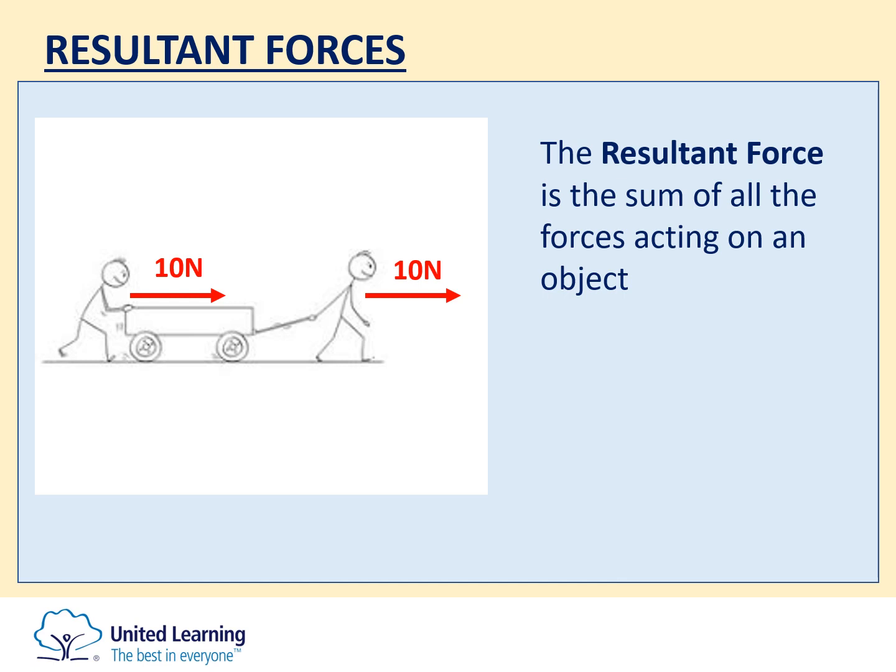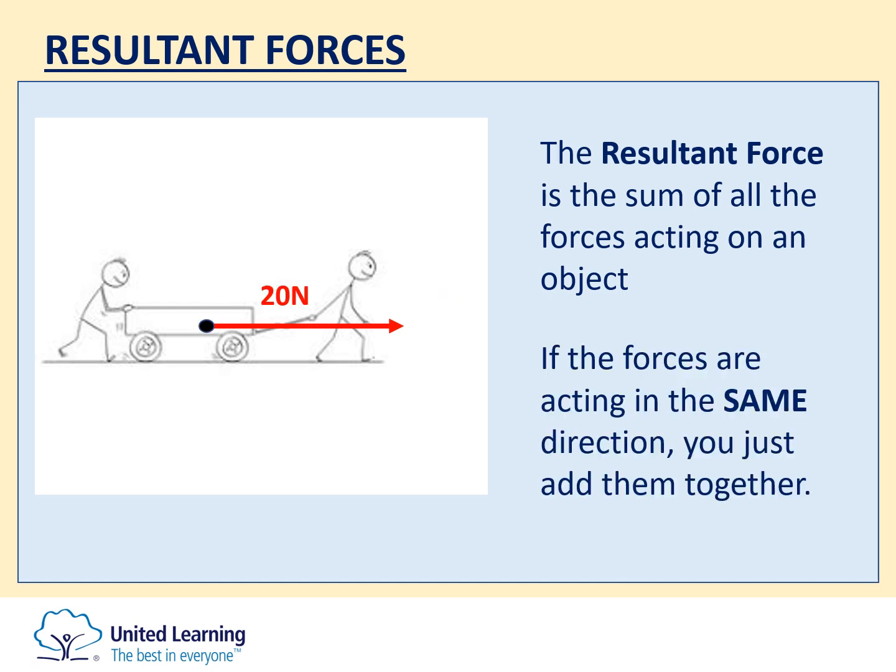Okay. Moving on. The resultant force is the sum of all the forces acting on an object. So if we take a look at this example here, we can see there's a person at the front pulling the trolley and there's a person at the back pushing the trolley. They are both applying a force of 10 newtons each, but they are going in the same direction. So when forces act in the same direction, you just add them together, and so the resultant force acting on this trolley now is 20 newtons.